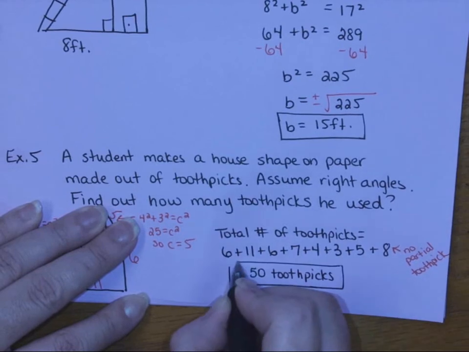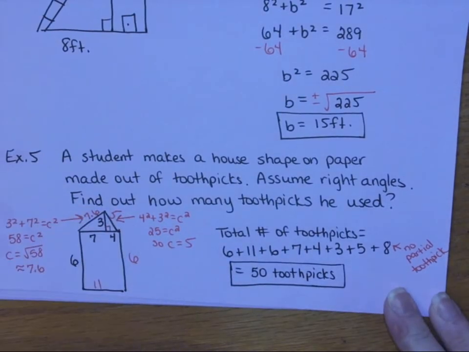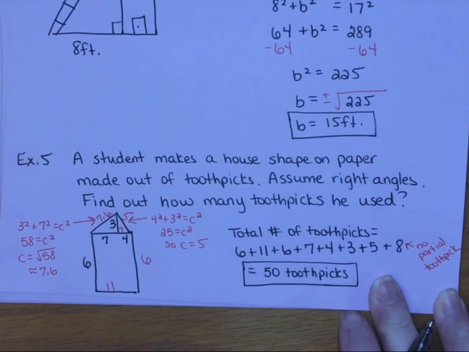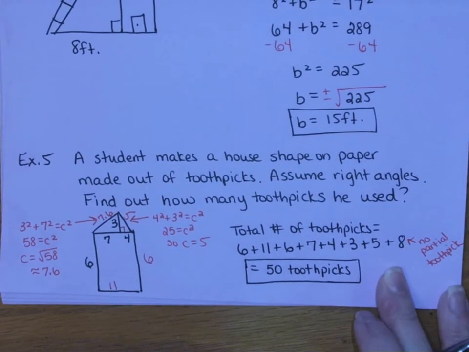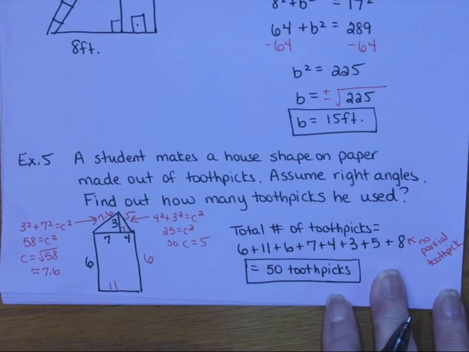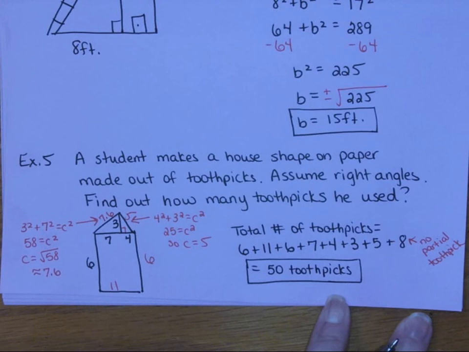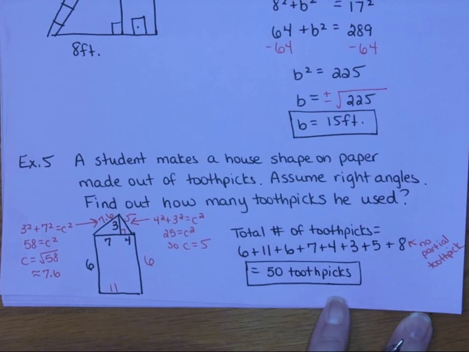Who cares that one of those he only used partially? Notice this problem not only asks you to do the Pythagorean theorem twice, but it also asks you to have some reasoning skills. I can't use a partial toothpick, so I'll have to bump that up to the next whole number.